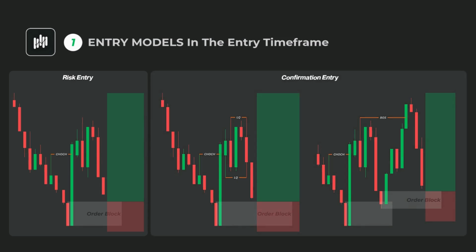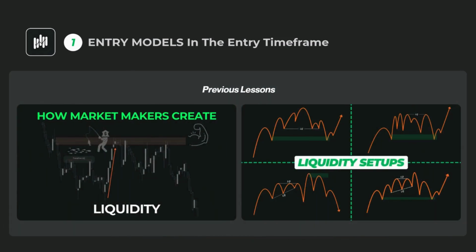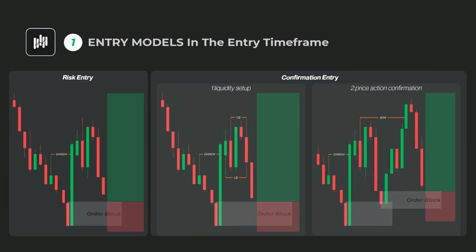In this method, you wait for the market to show clear signs of smart money control before you take the trade. This approach is safer and more reliable, and there are two ways to confirm it. You wait for a liquidity setup, just like we learned in the previous lessons. Or you wait for price action confirmation, which is exactly what we're going to learn in this lesson.